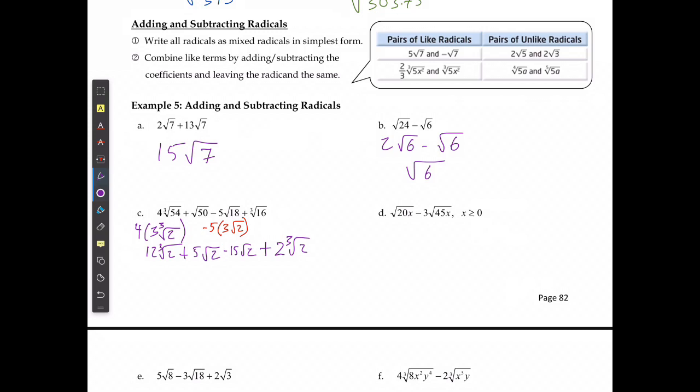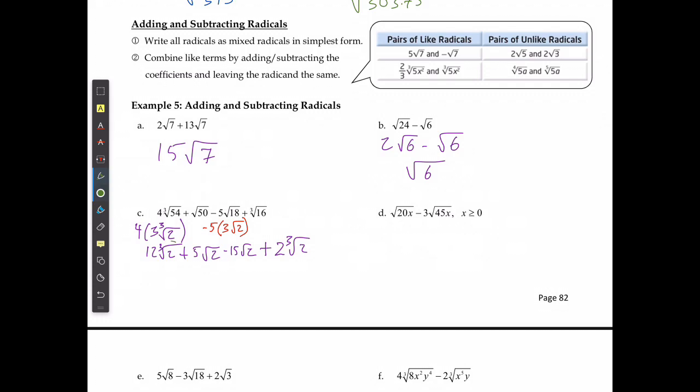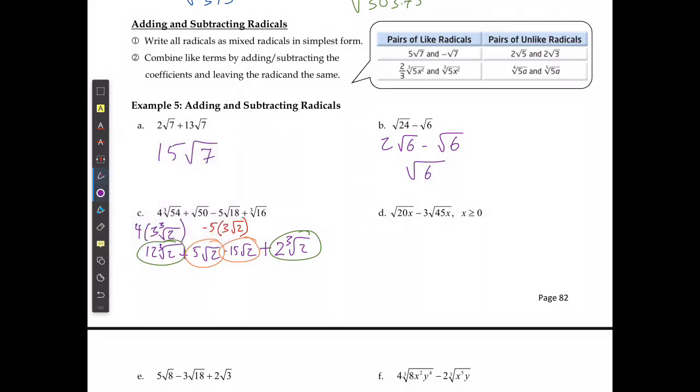Now, once again, I'm only combining like terms. And here I have the cube root of 2 and cube root of 2 are like terms. And the square root of 2 and the square root of 2 are like terms. So I can say that if I have 12 cube root of 2 and 2 cube root of 2, I have 14 and the cube root of 2. If I have 5 root 2 minus 15 root 2, I have negative 10 root 2's.